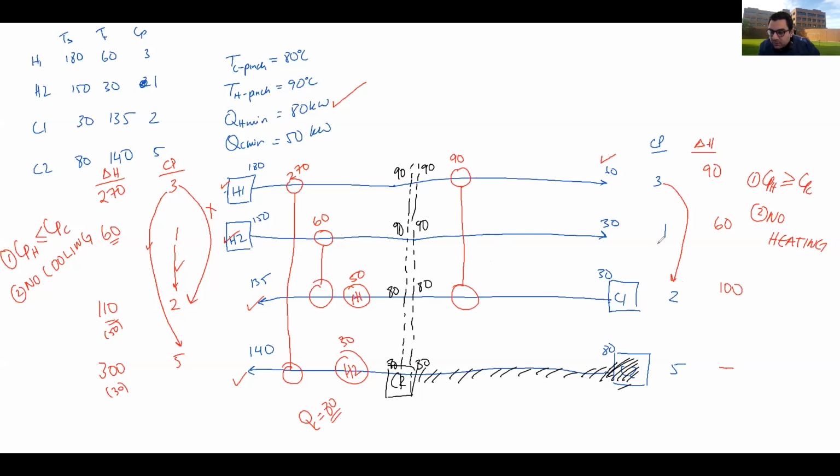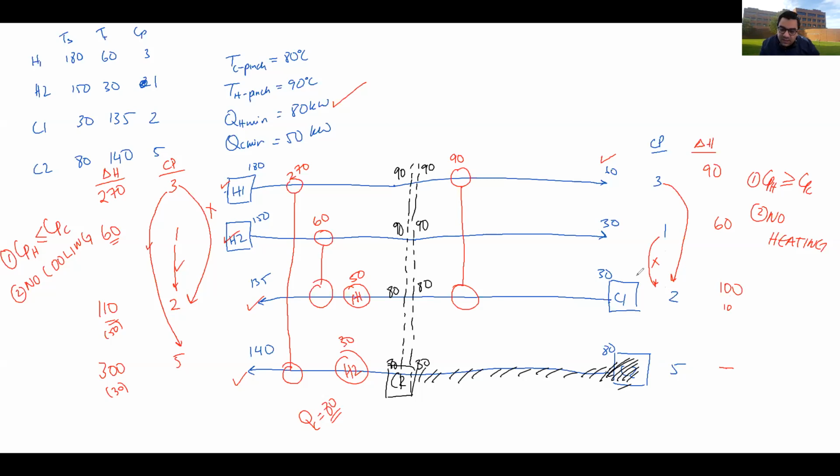Let's have a look at this second stream. So this stream C1 still has 10 to be satisfied, and it's the only cold stream below the pinch. Okay, and I can't have any heating, so I cannot really heat using this stream. So this stream is done, so let's have a look at the second stream. Can I transfer heat this way? I cannot transfer heat this way. Okay, so what do you do in this case?